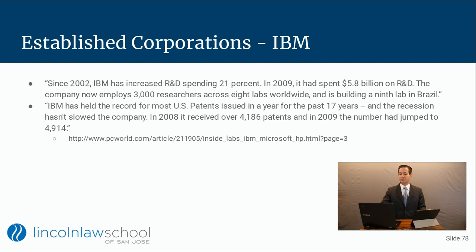The company employs 3,000 researchers across 8 labs worldwide. IBM has held the record for the most U.S. patents issued in a year for the past 17 years. This was actually a few years ago when this report was made, but nonetheless, it still emphasizes that even in the midst of a recession, IBM continued to allocate dollars for R&D because they viewed it as the means by which they would be able to survive and come out of this recession on top.